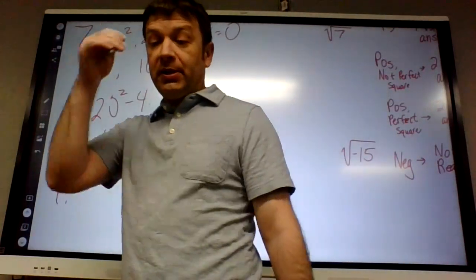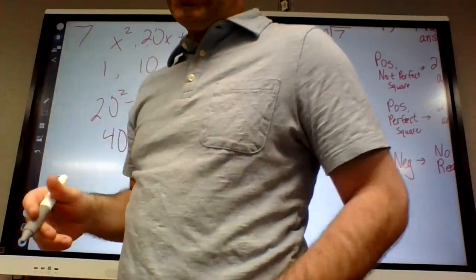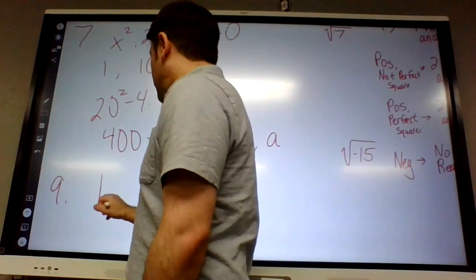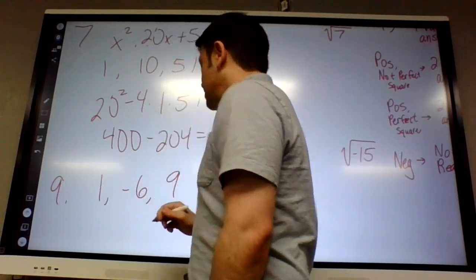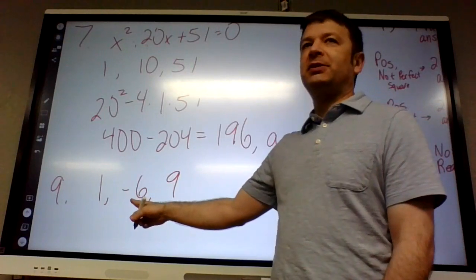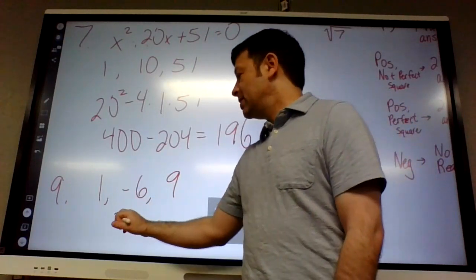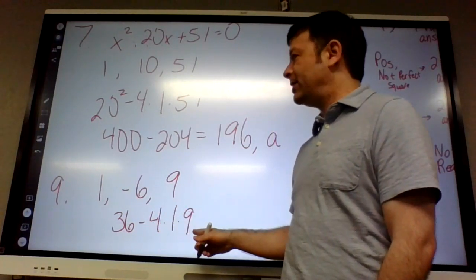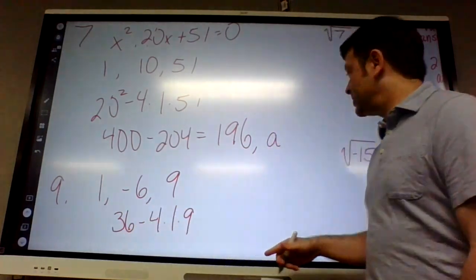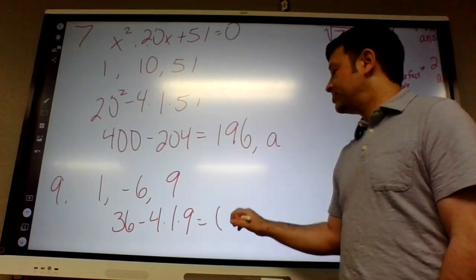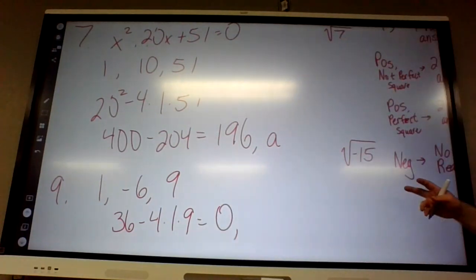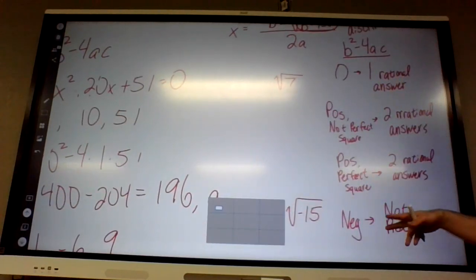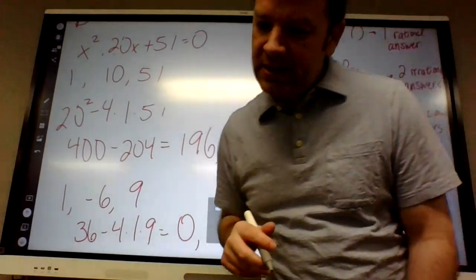Okay, number 9. What's my A, B, and C on number 9? 1, negative 6, and 9. So what's b squared going to be in this case? 36. Minus 4 times a times c. What's 4 times 9? 36. 36 minus 36 is 0. So we're supposed to put 0, comma. What kind of answers do we get when it's a 0? 1 rational, which is option C.